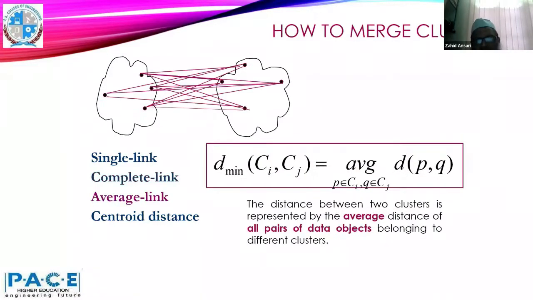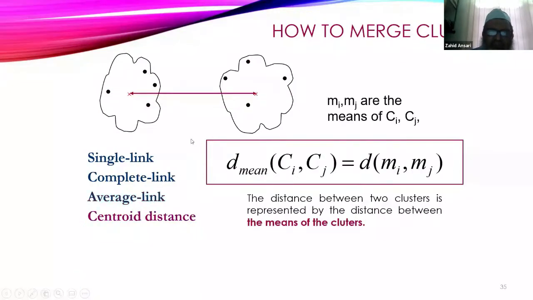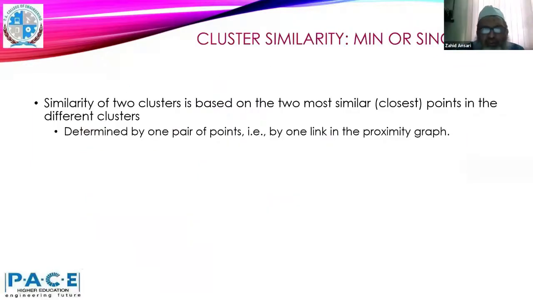If we go for average link, we consider the distance of every point from all the points in the other cluster. We sum them up, and then divide by the number of these distances, so we get the average of all these distances. For centroid distance, we calculate the centroid of both the clusters and take the distance between the two centroids. Now which one to choose?